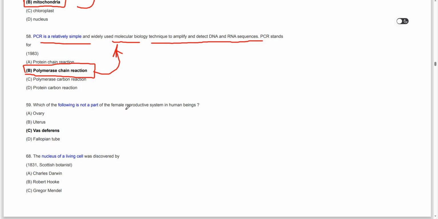Which of the following is not a part of the female reproductive system of the human being? So what are the female reproductive organs? Ovary, uterus, and fallopian tube. These are all part of the female reproductive system. On the other hand, vas deferens is part of the male reproductive system.